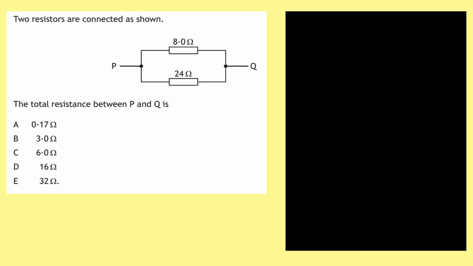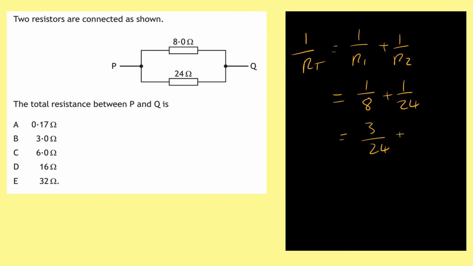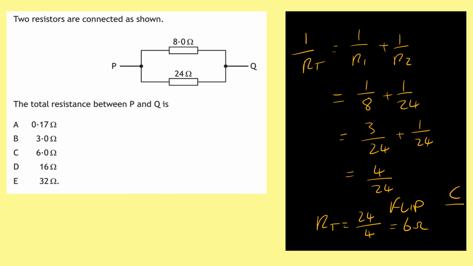So another parallel combination. Now you find the more of these you do, the better you get at it, the quicker you get at it. 1 over RT is equal to 1 over R1 plus 1 over R2, which is equal to 1 over 8 plus 1 over 24. Take 24 as our common denominator. 3 over 24 plus 1 over 24, which is equal to 4 over 24. Remember, we need to flip it. So RT is equal to 24 divided by 4, which is equal to 6 ohms, which is C.